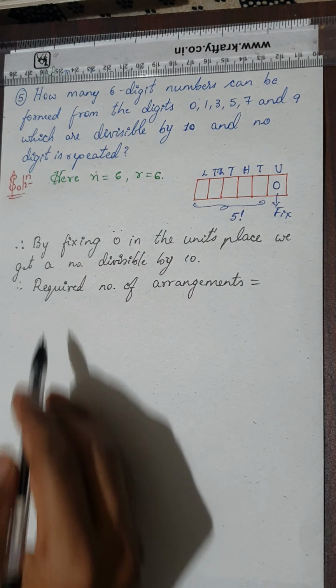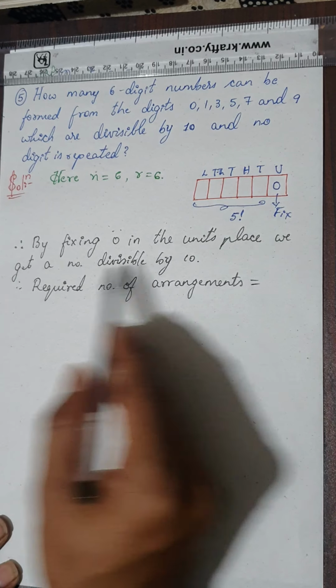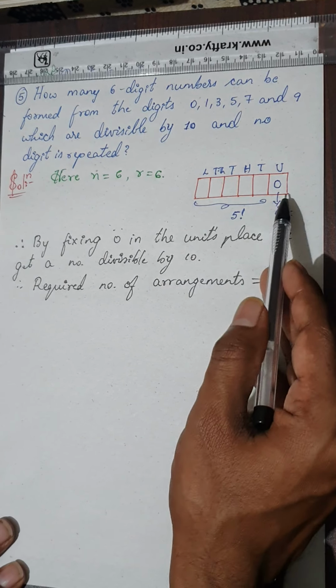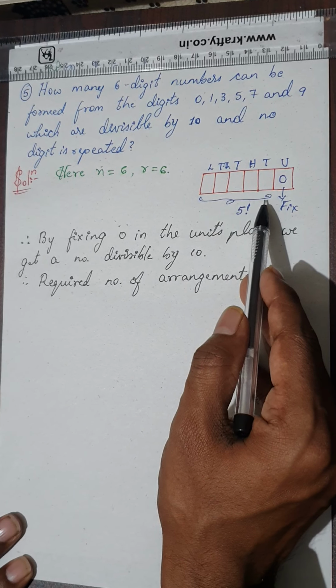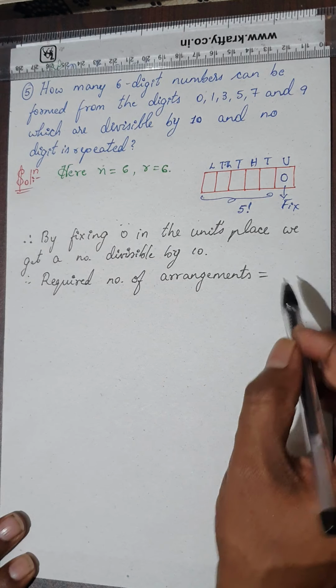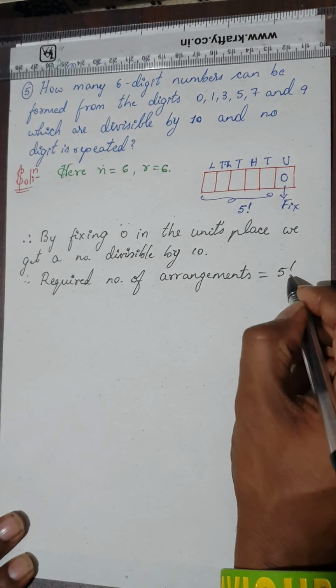Hence, this is the condition. By fixing 0 in the units place, we get a number divisible by 10. No doubt about it. So we have fixed 0 here, and only 5 digits are eligible for arrangement. That can be done in 5 factorial ways. Therefore, the required number of arrangements is 5 factorial.